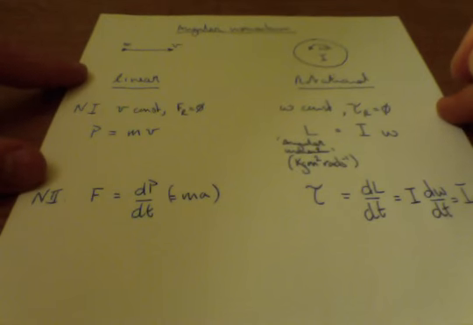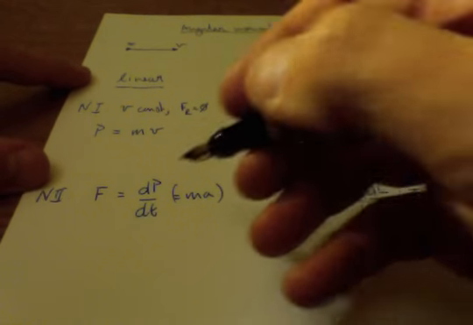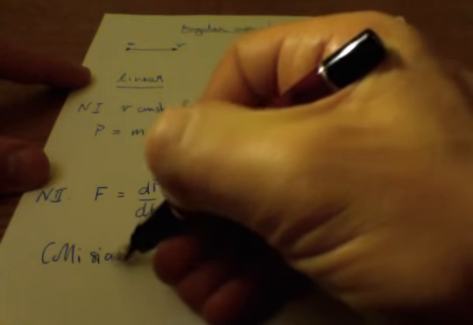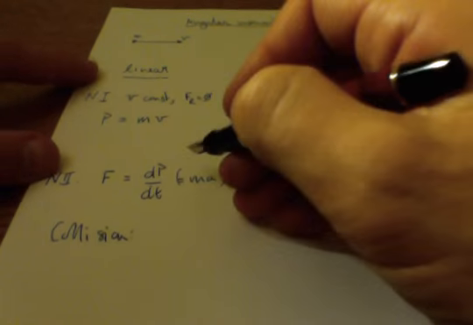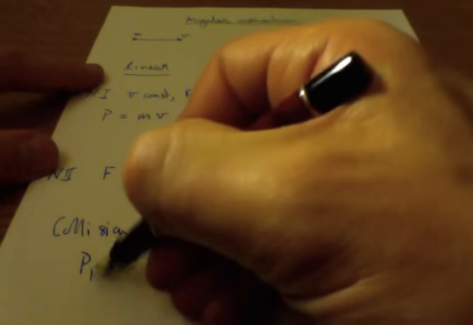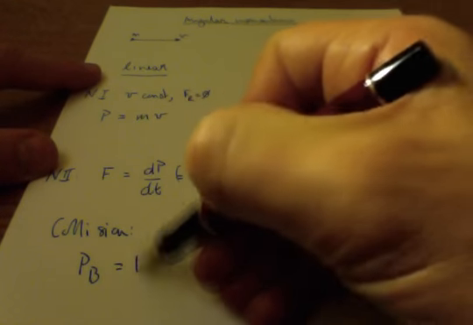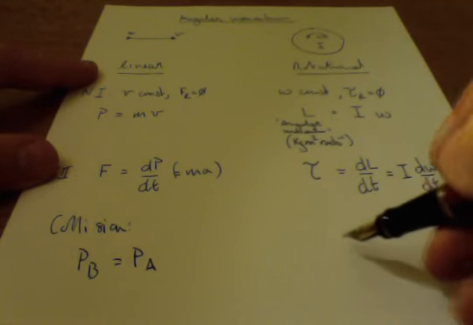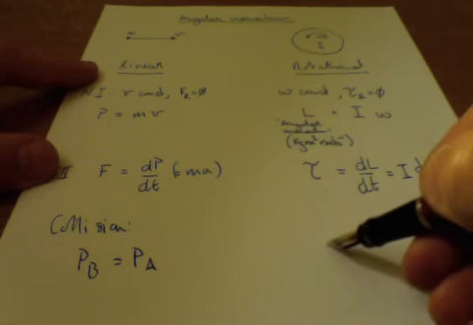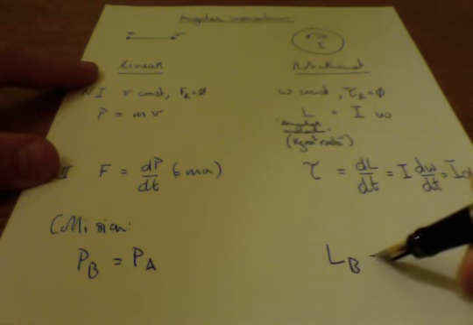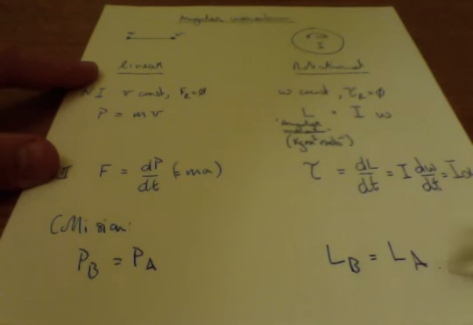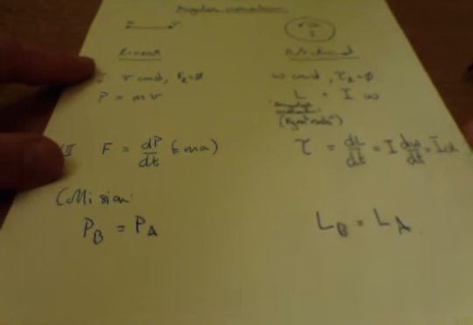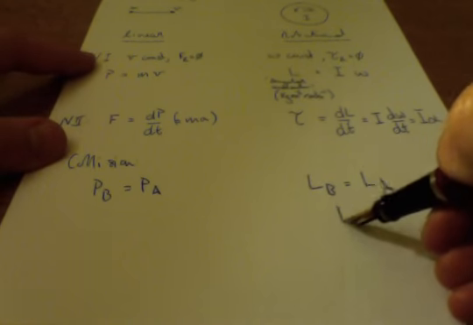Okay, and then finally, the last thing that we really need to talk about is what happens with collisions. We often say that the momentum before the collision must be equal to the momentum after the collision, and that's the same for rotational mechanics as well. The angular momentum before a collision must equal the angular momentum after a collision. And of course, this is where life gets interesting.